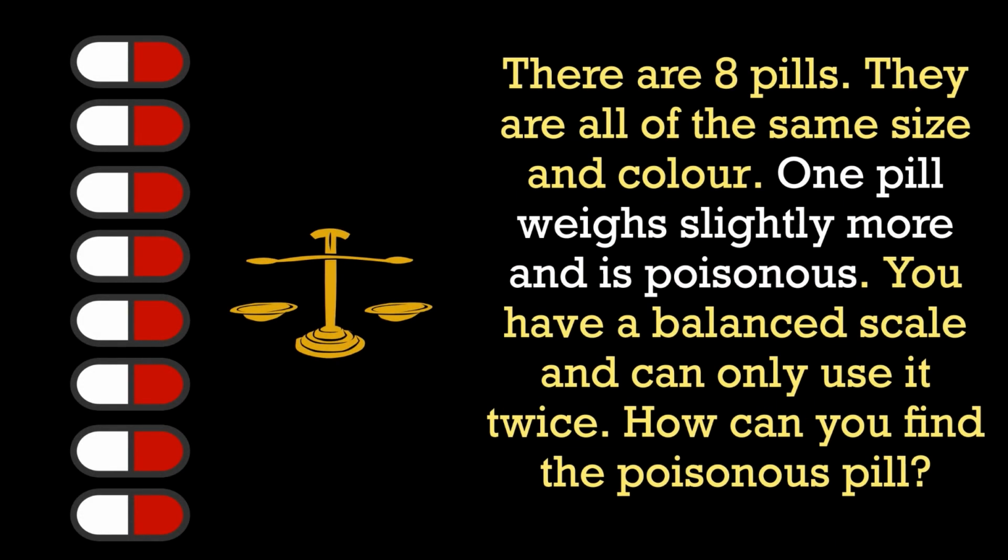There are 8 pills. They are all of the same size and color. One pill weighs slightly more and is poisonous. You have a balance scale and can only use it twice. How can you find the poisonous pill?